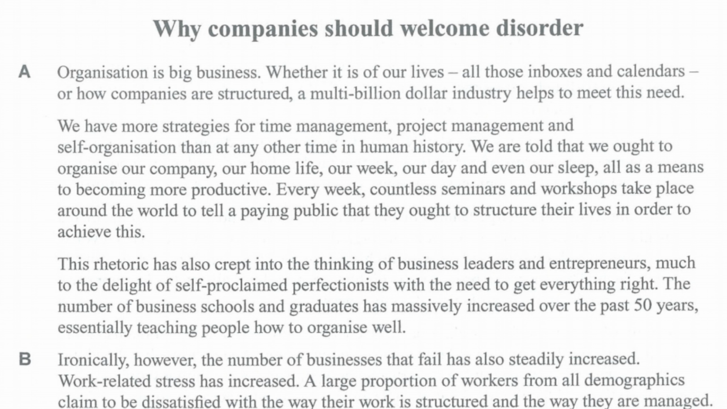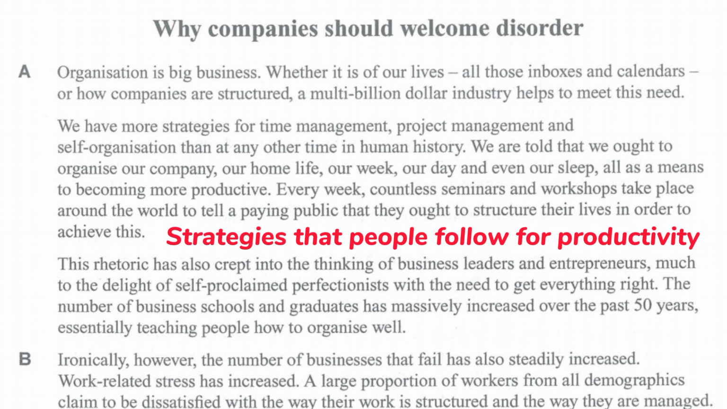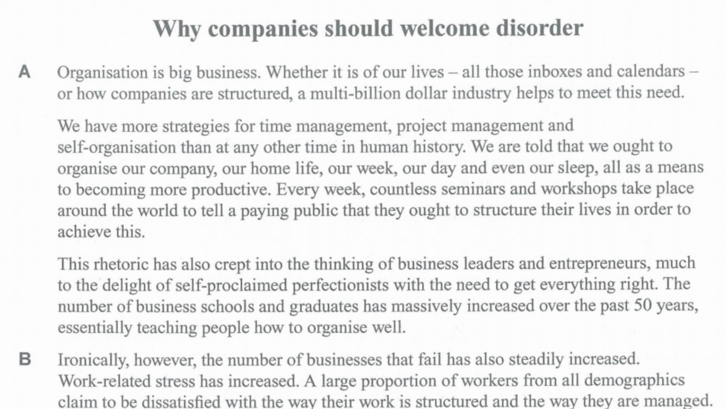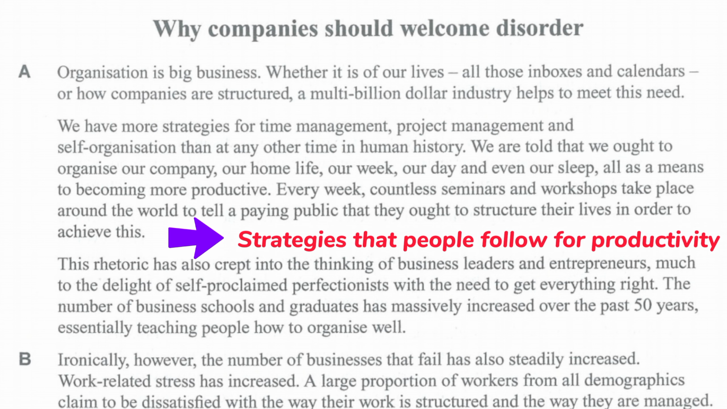So we have to read that main idea in our own words. After reading all of this, I believe that the idea is about strategies that people follow for productivity. Because here we are told that we ought to organize the company to be more productive, and this thinking also crept everywhere. So it's about a thinking that people follow for productivity. And now this is my derived heading. I'm not going to write it because I don't have that much time. It's in my mind, and I'm going to compare it with every bullet point.